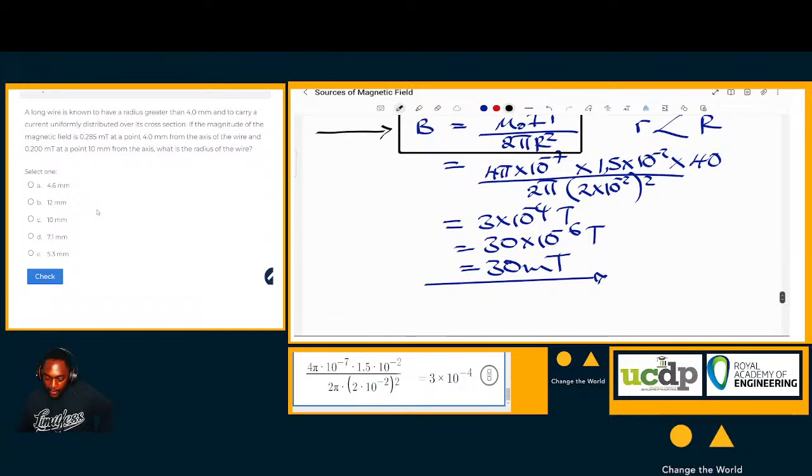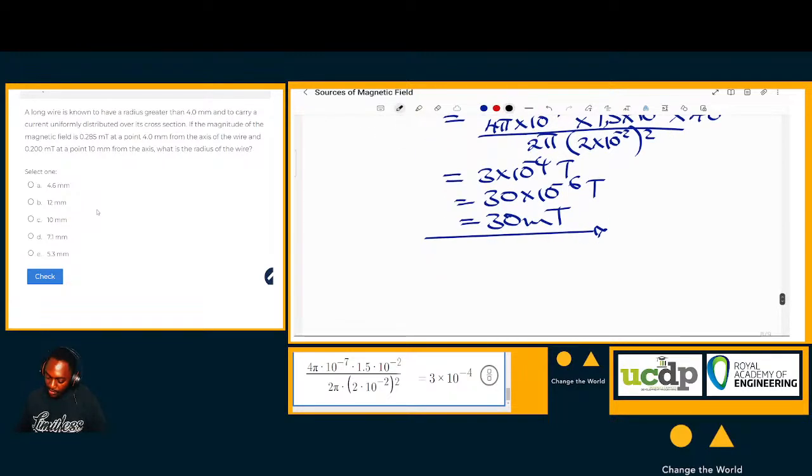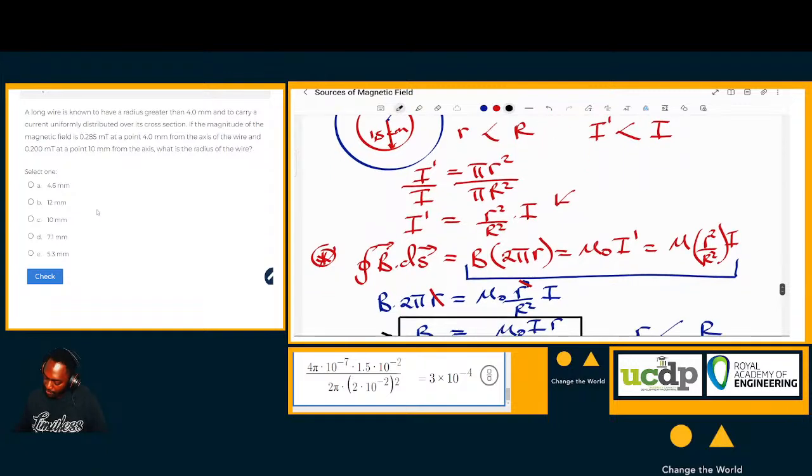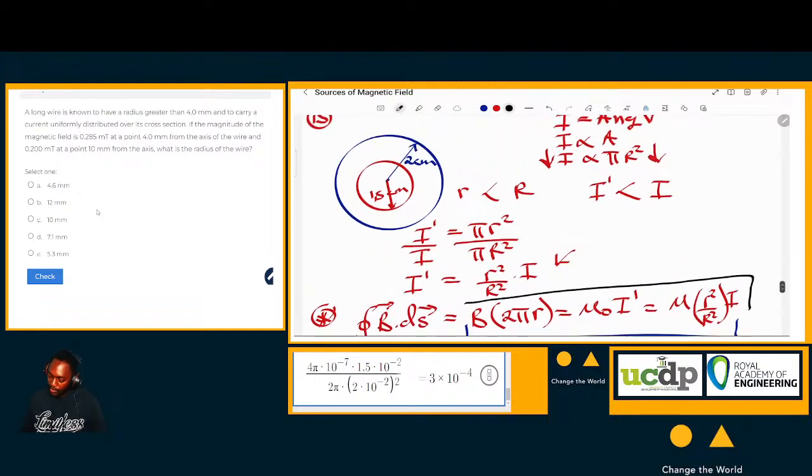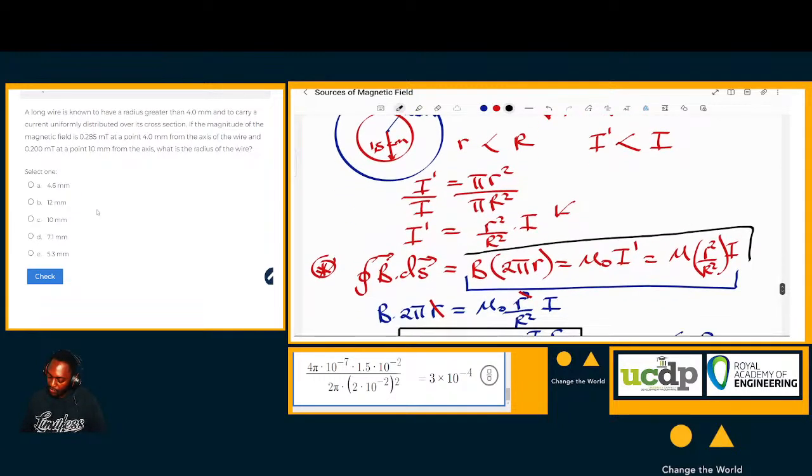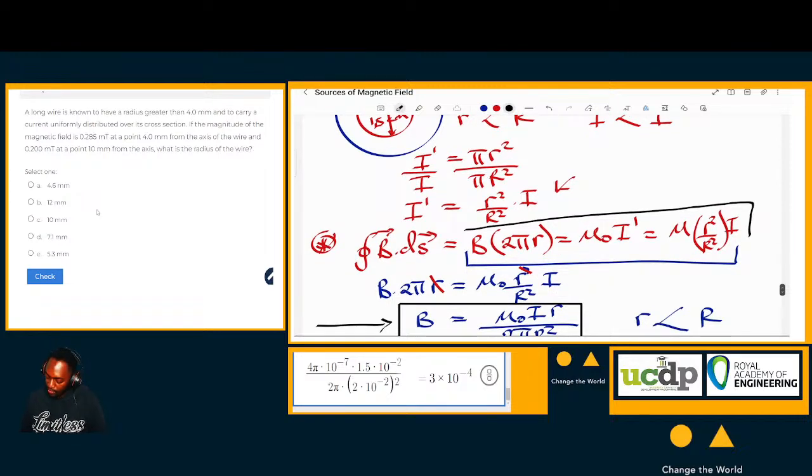Okay, so this is information that we could make use of from the previous question, actually from here. If you understood how we arrived at this point and how we solved the previous question, then you know that you're taking this information to the next question. So it's going to be B 2 pi r equals mu naught times small r squared over the larger radius squared, multiplied by your I.